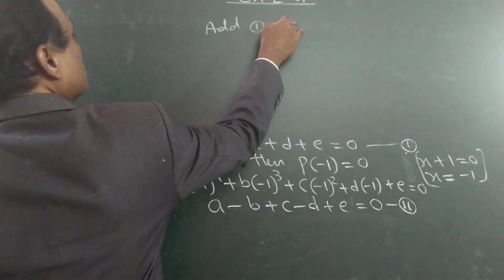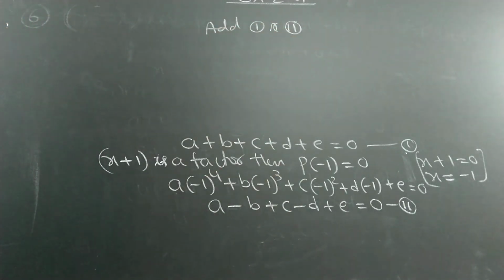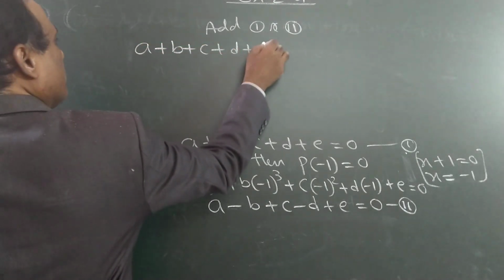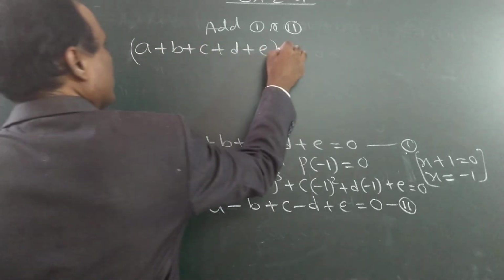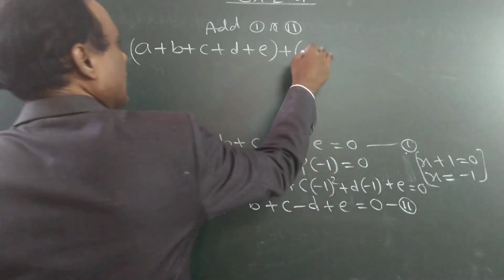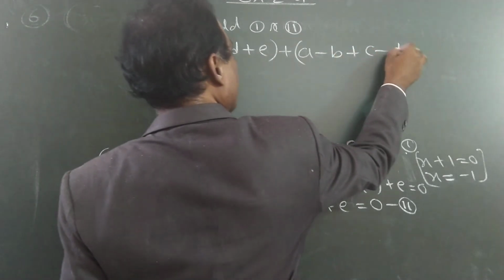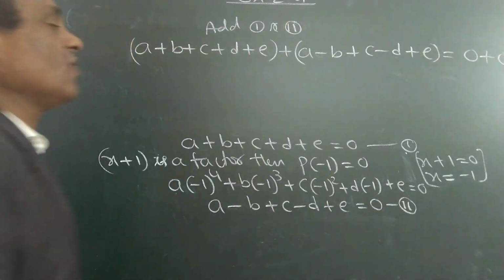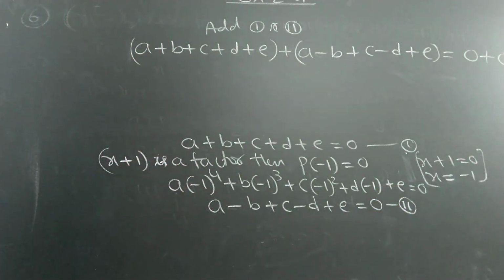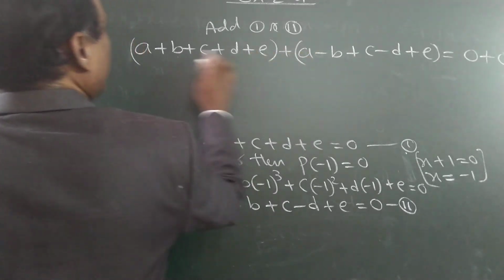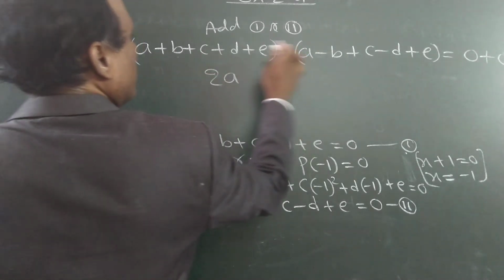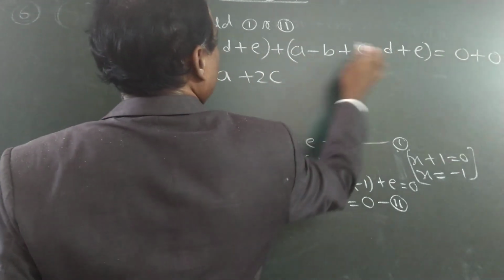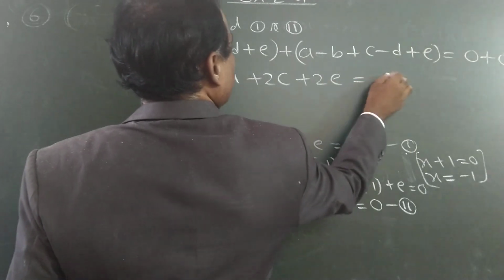Add 1 and 2. A plus B plus C plus D plus E, first equation, plus second equation, A minus B plus C minus D plus E. Right side 0 plus 0. I am adding 1 and 2. A plus A is 2A, plus B minus B cancel, C plus C is 2C, D minus D cancel, E plus E is 2E. Right side 0.